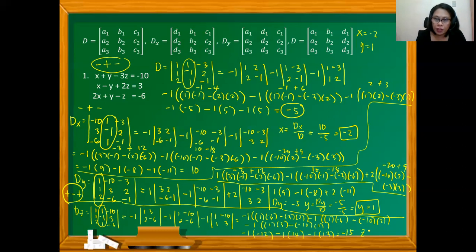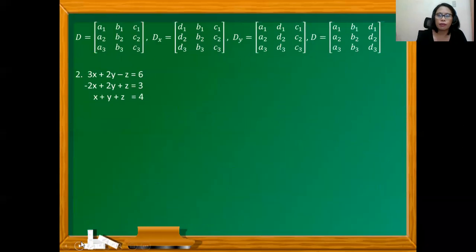So z is equal to d sub z, which is -15 all over d, -15. So rather -5. So this is 3. So our z is 3. Okay. So next, we'll have this one. So we will calculate for d this time.